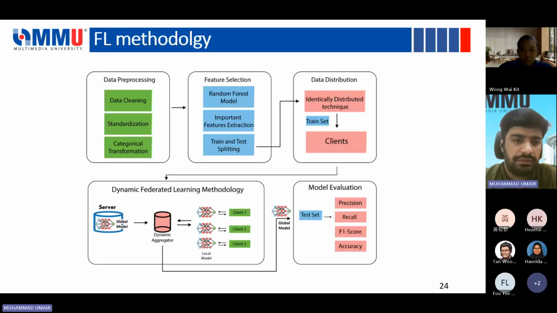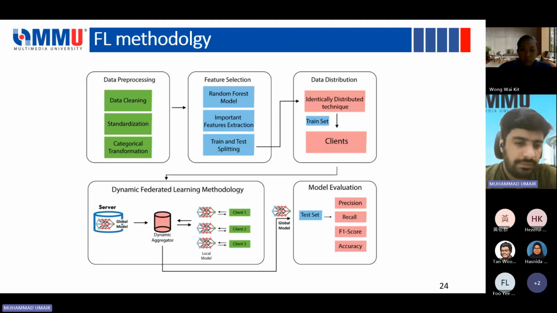For the federated learning methodology, we first have our data pre-processing techniques. In data pre-processing, we did data cleaning, data normalization, standardization, and then categorical transformation of the output attacks. Then we used feature selection methods using three different machine learning models, random forest, XGBoost, and XRT classifier, and important features were extracted from them, and then we did the data splitting into train and test. The next step was to distribute the data among the clients. The training dataset was distributed equally to the clients.